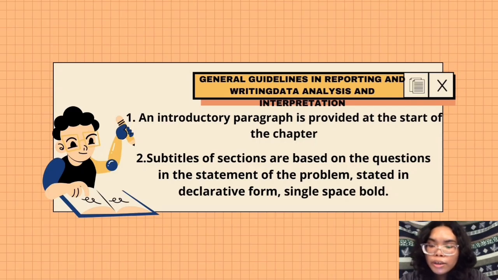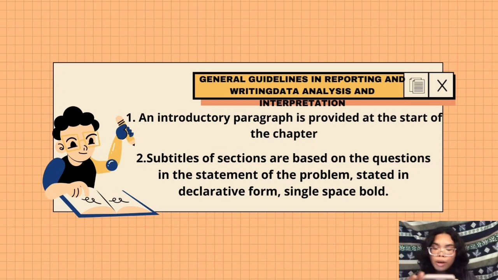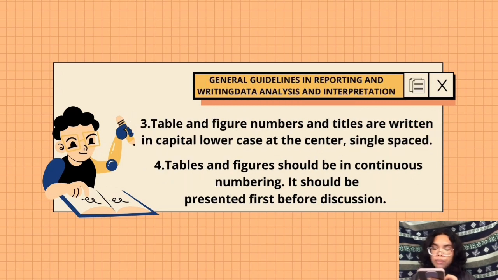The next is general guidelines in reporting and writing data analysis and interpretation. Number 1. An introductory paragraph is provided at the start of the chapter. Number 2. Subtitles of sections are based on the question in the statement of the problem, stated in declarative form, single space, bold. Number 3. Table and figure numbers and titles are written in capital and lowercase, at the center, and single space. Number 4. Tables and figures shall be in continuous numbering. It shall be presented first before the discussion.